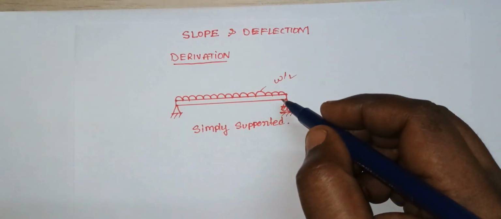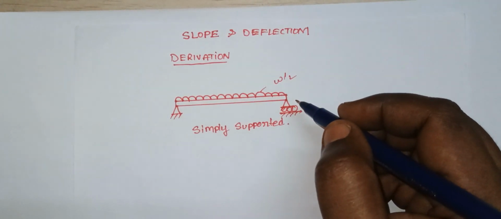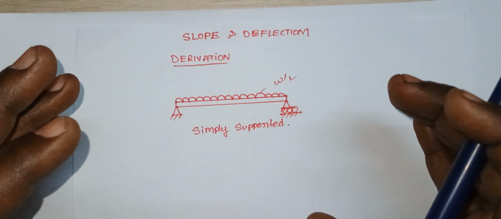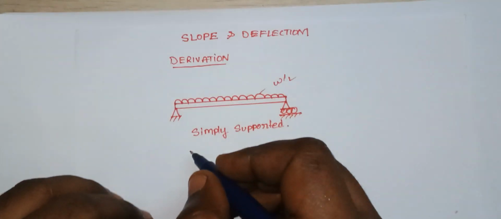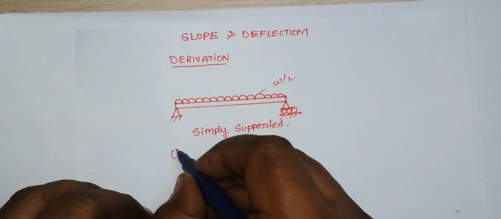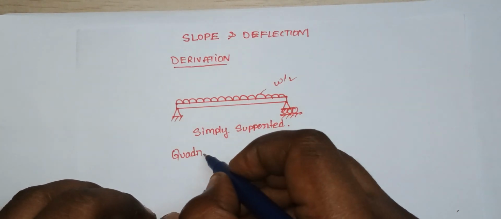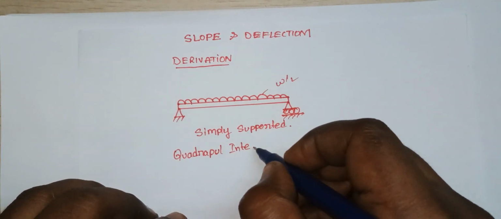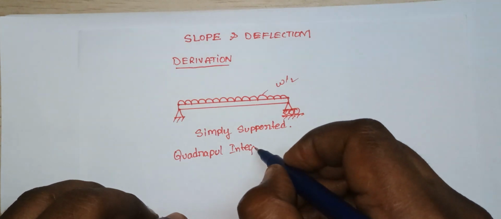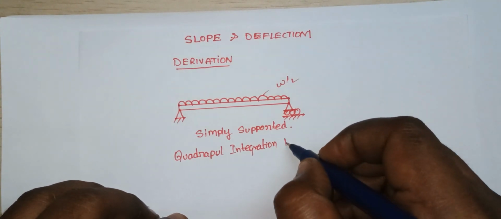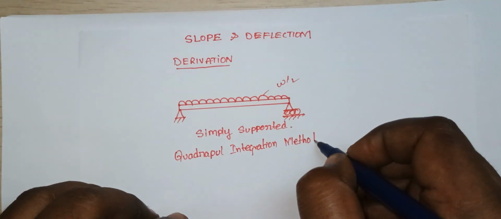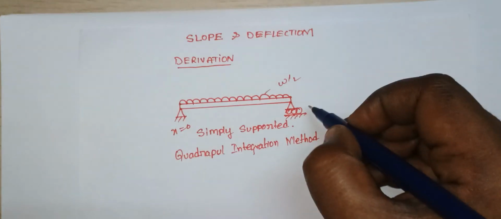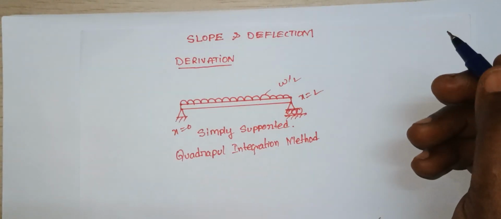So this is a simply supported beam, and the easiest way to solve this slope and deflection problem is by the quadruple integration method. Observe that for this particular beam, this is x equal to 0 and over here x is equal to L, the length of the beam.